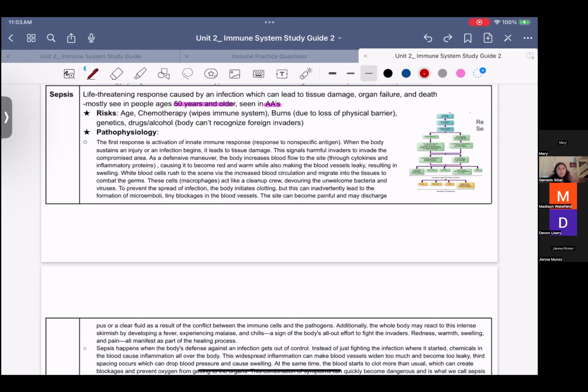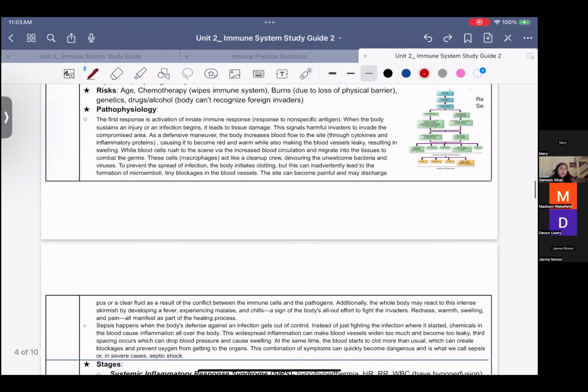And genetics, if you are more predisposed to sepsis, things like that. I think genetics is for everything. Drugs and alcohol, and that's just because the body literally can't recognize foreign invaders when you're drunk or taking drugs, when you're high. I would think about it like this: if you're high or drunk, you're not able to know what's going on, so your body's also not going to be able to know what's going on in case there's an invader.